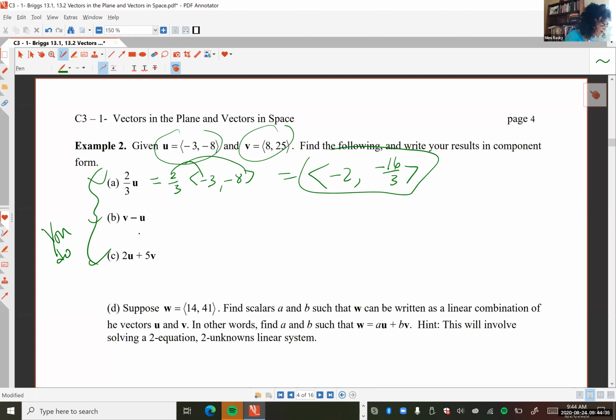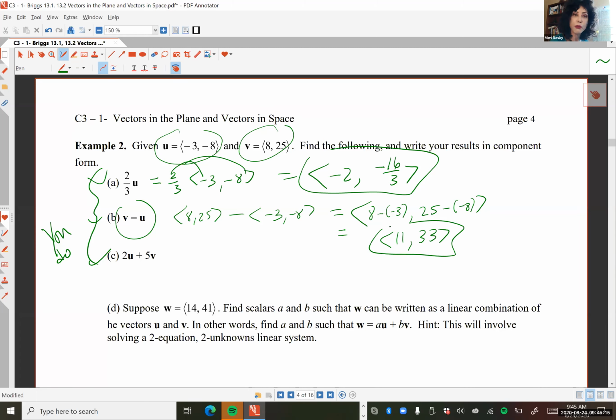Yep. For part B, when I went to some of the breakout rooms, some of you accidentally read that backwards, but it's V minus U, not U minus V. So you have to be careful, because they're saying, what is <8, 25> minus the U, which has components -3, -8. And order matters when you're doing subtraction. Adding, nobody cares. Subtracting, we do care. So here, your X component will be 8 minus a -3, and then your Y component will be 25 minus a -8. You've got to be careful here with the arithmetic. And then <11, 33> in component form is your final result.